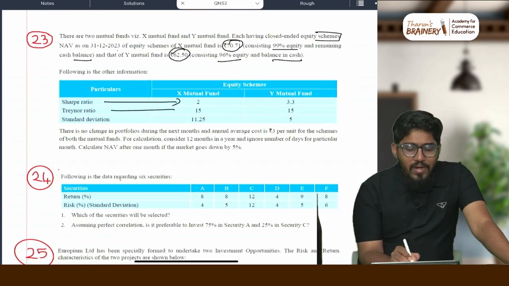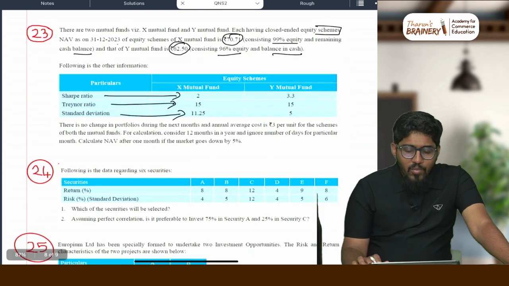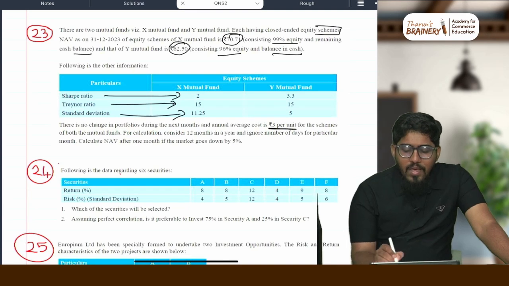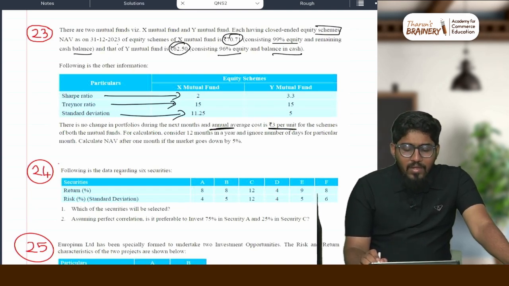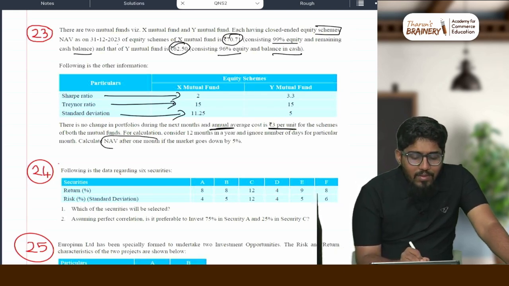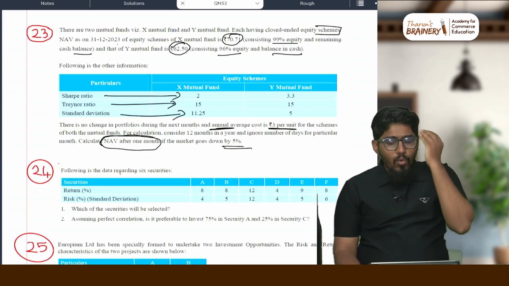Sharpe ratio given, Treynor ratio given, standard deviation given. There is no change in the portfolio during the next month. Annual average cost is 3 rupees per unit for the scheme. For calculation, consider 12 months in a year and ignore the number of days in a particular month. Calculate NAV after 1 month. Very important: I want to find out what the NAV is after 1 month if the market goes down by 5%.